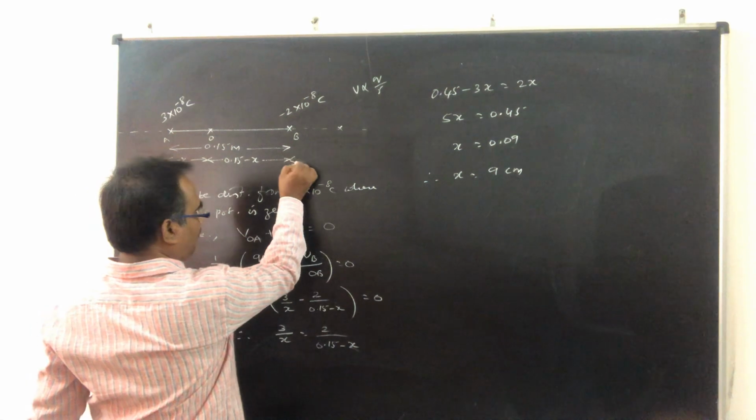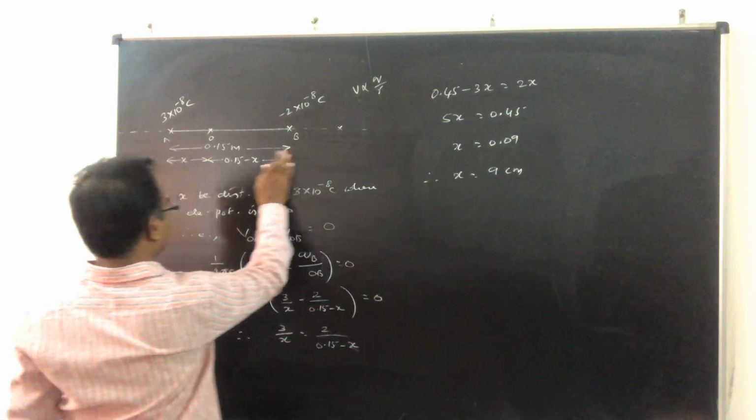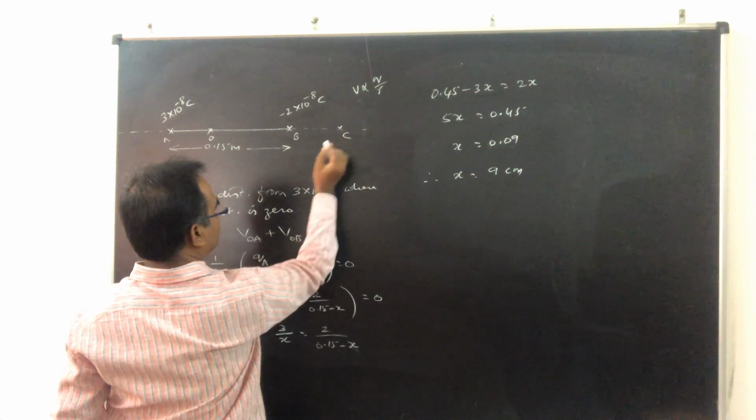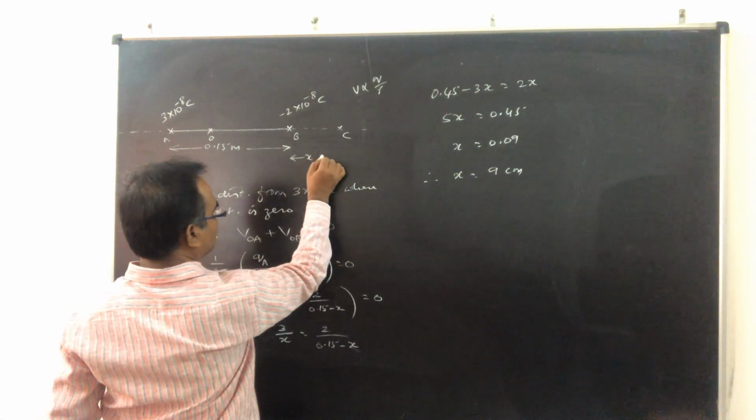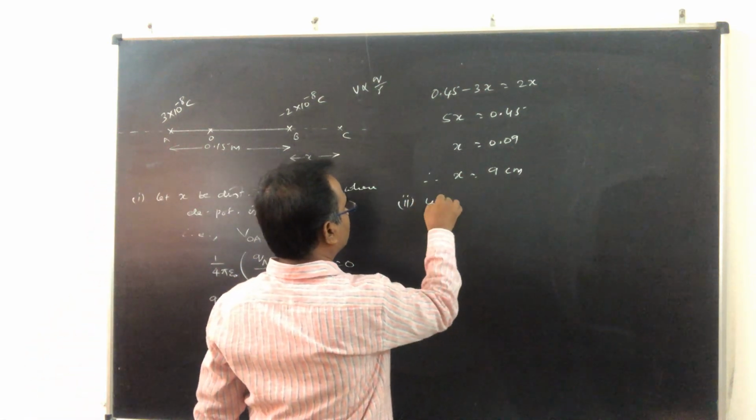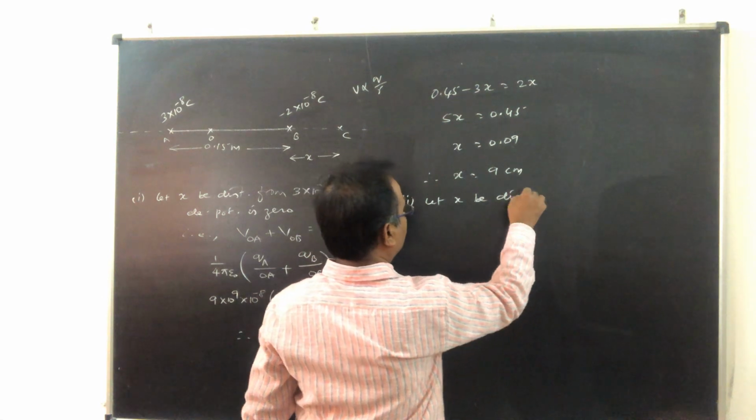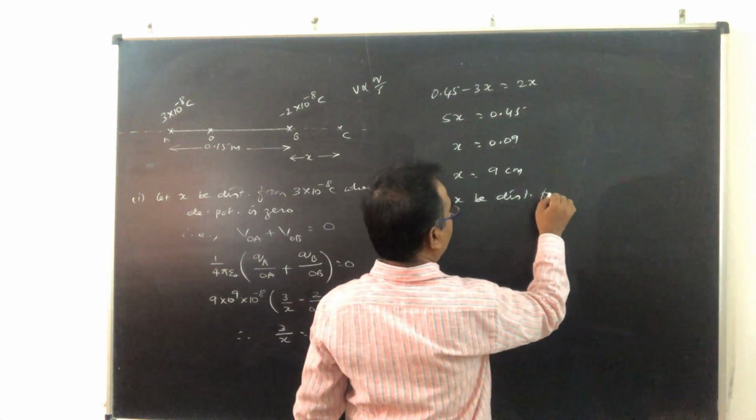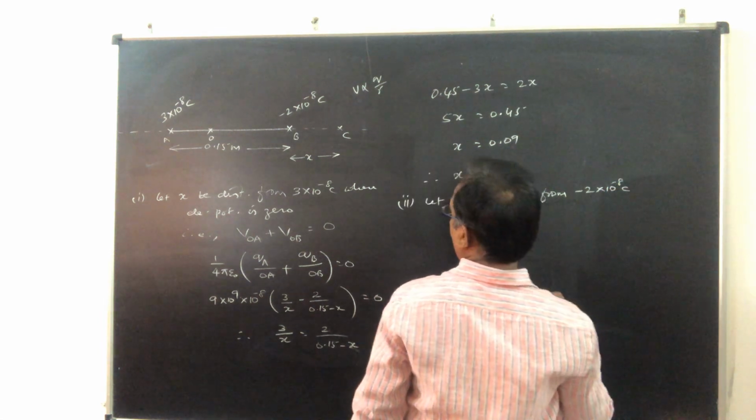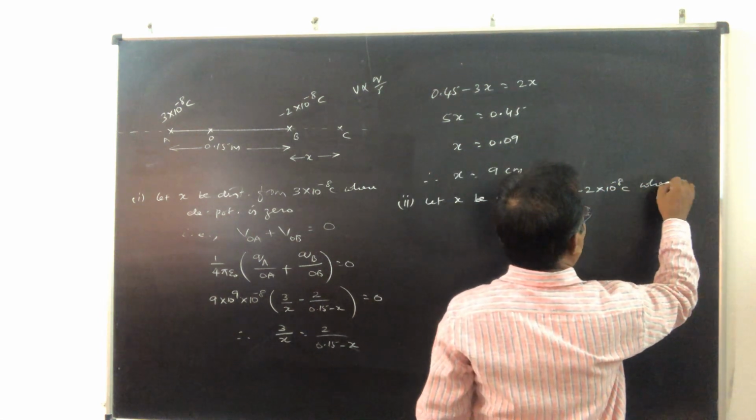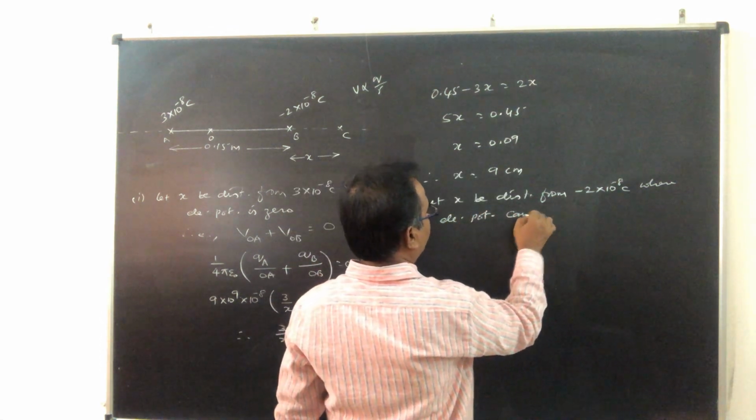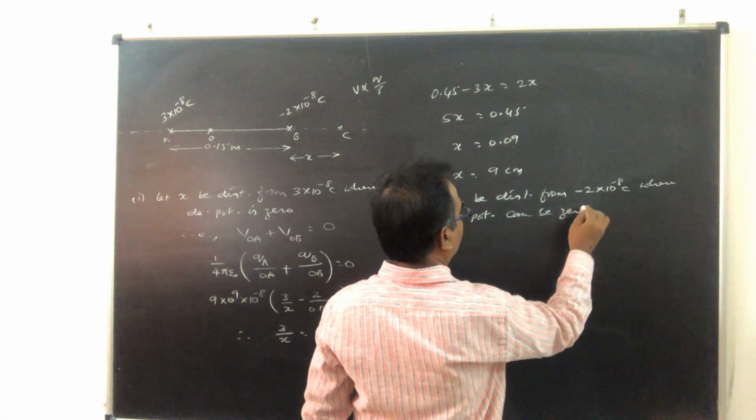So here we shall take this distance as x now. So this point is C. We take this distance as x. Let x be the distance from the minus 2 into 10 to the power of minus 8 coulomb charge, where electric potential can be 0.